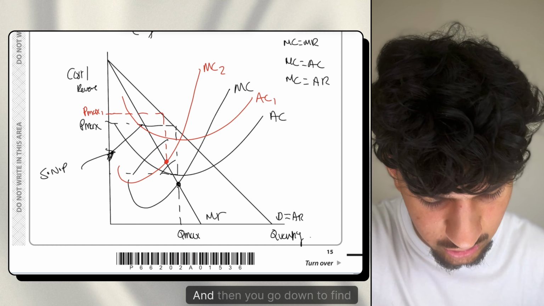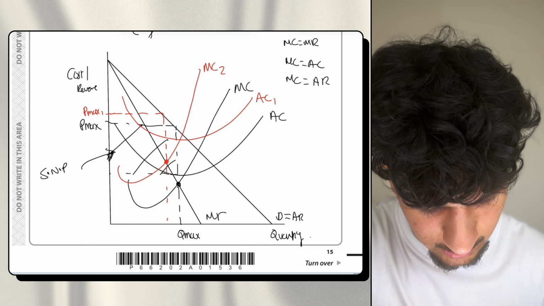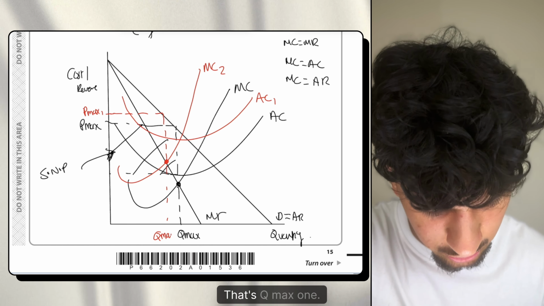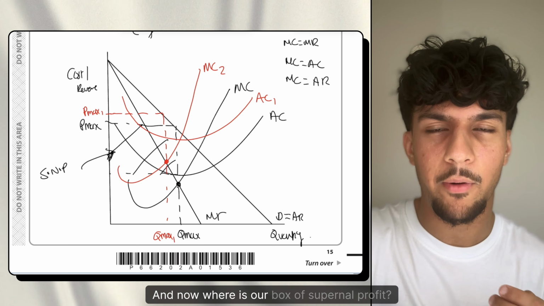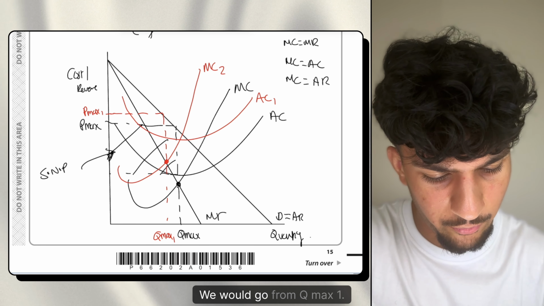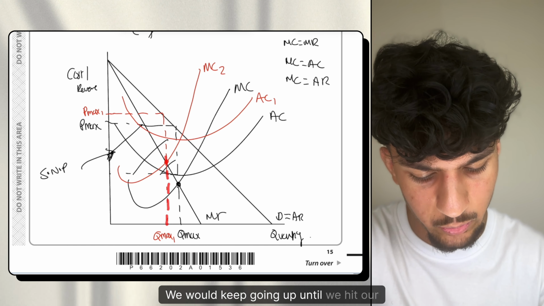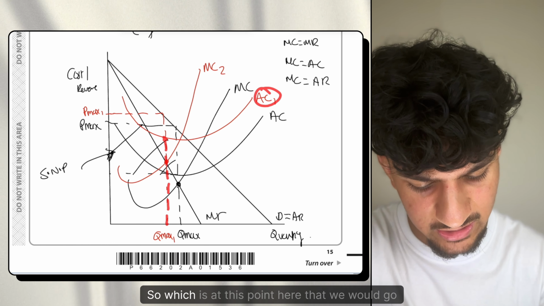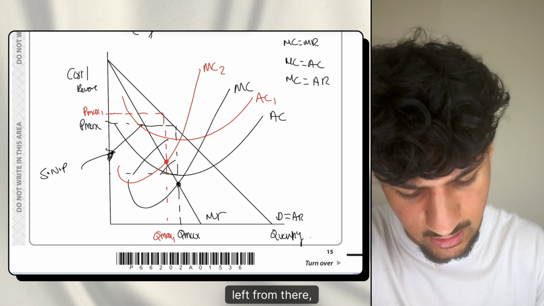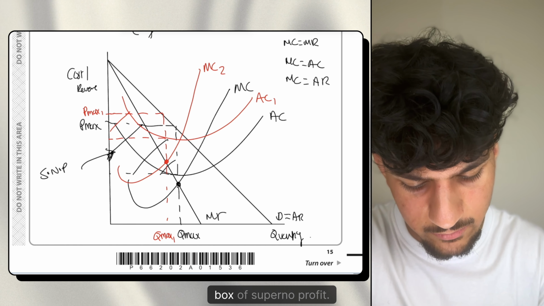But yeah, P max, and then you go down to find Q max. That's Q max 1. And now, where is our box of supernormal profit? We would go from Q max 1, our quantity where we're profit maximizing, and keep going up until we hit our new AC curve, which is at this point here. Then we would go left from there, which would give us our new box of supernormal profit.